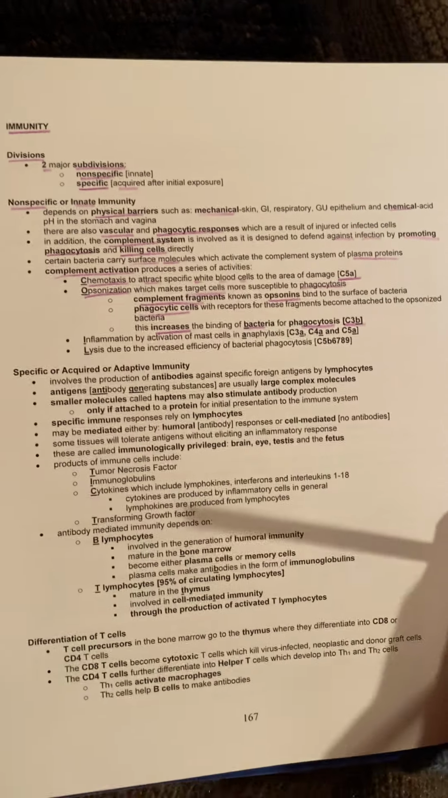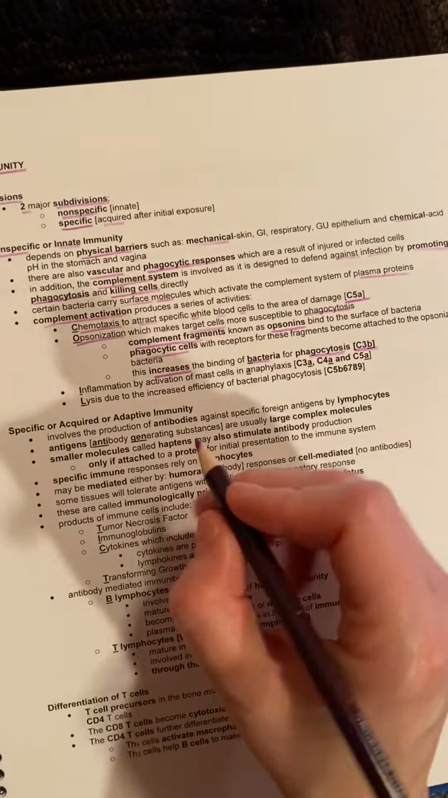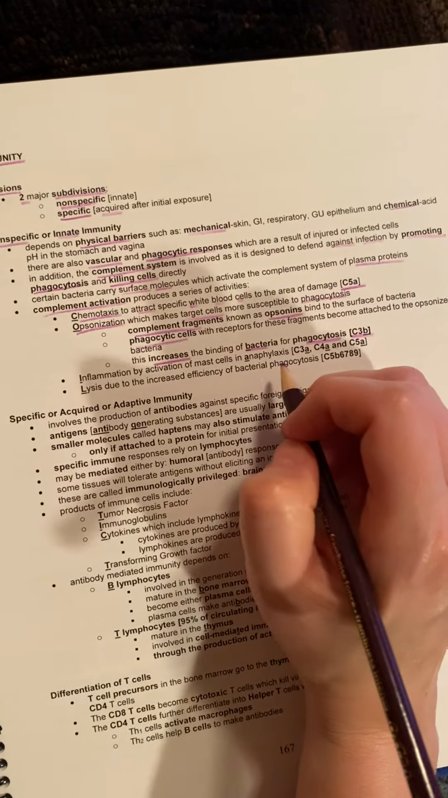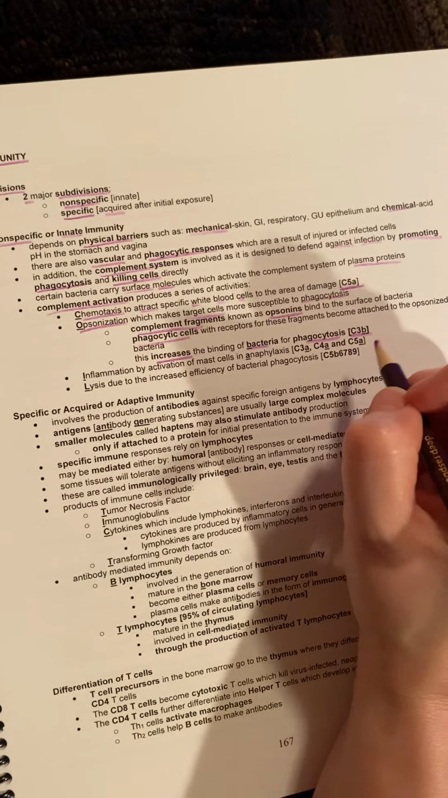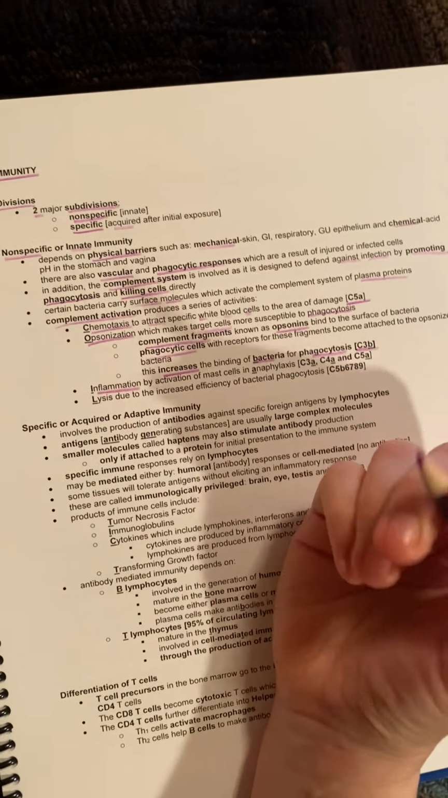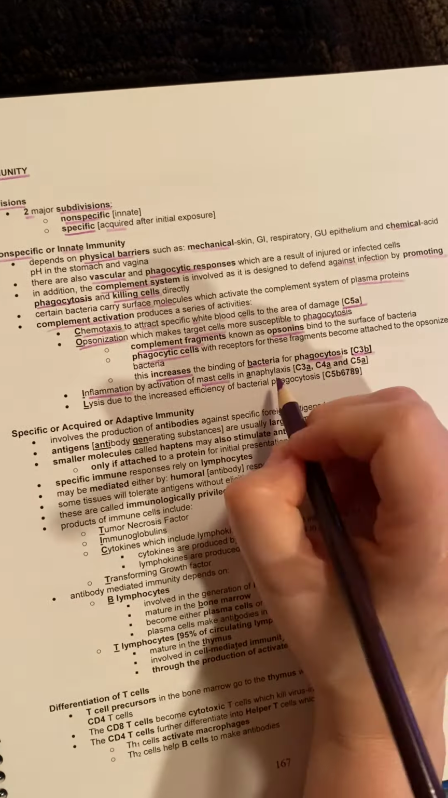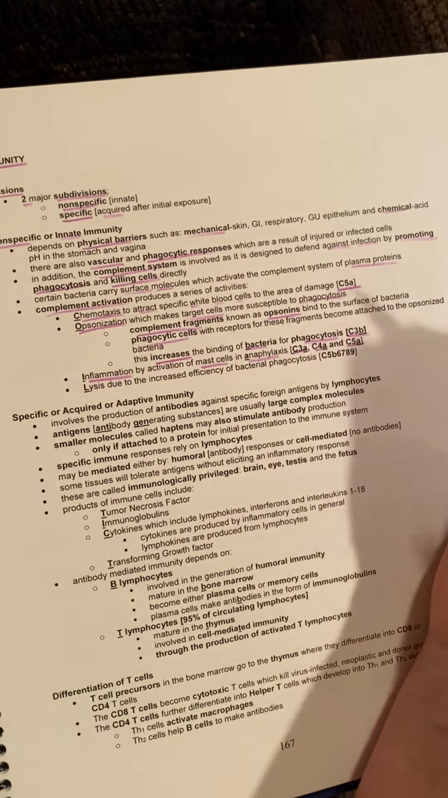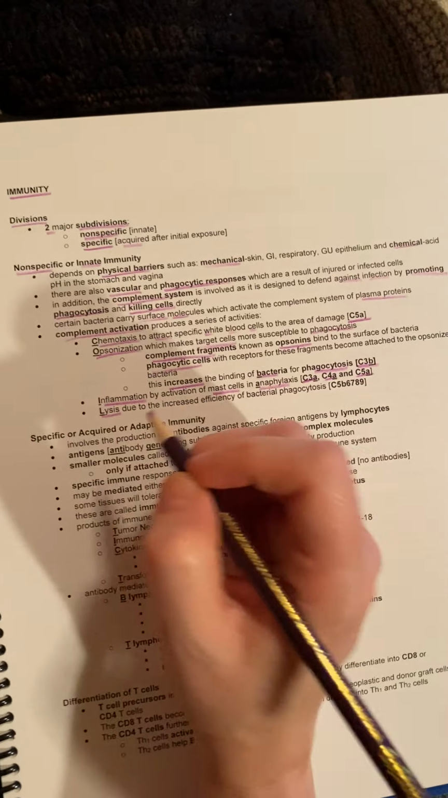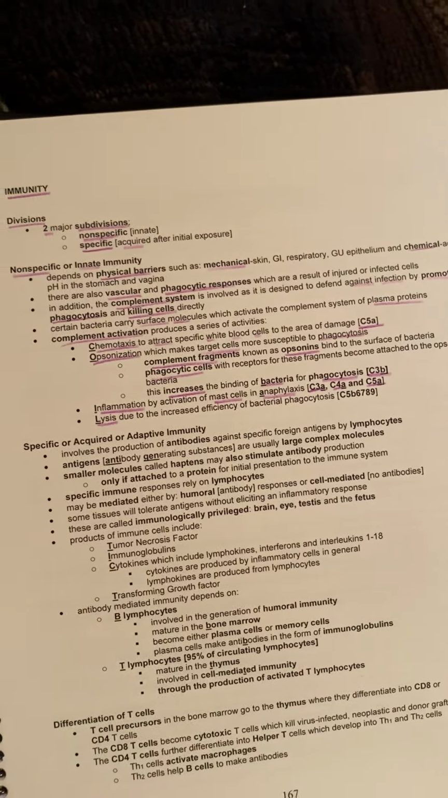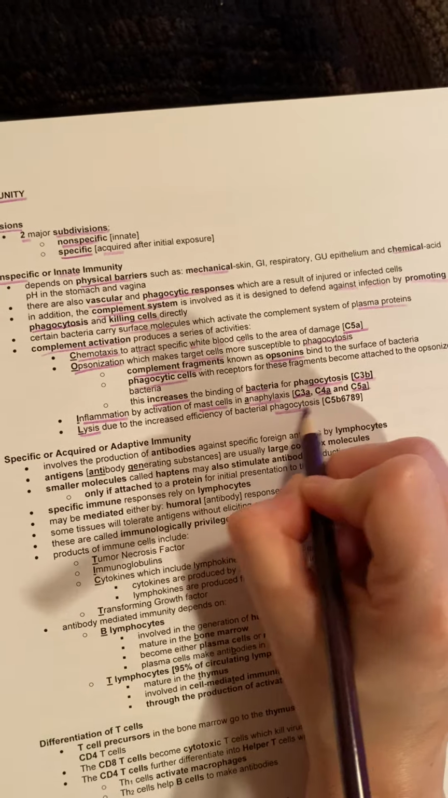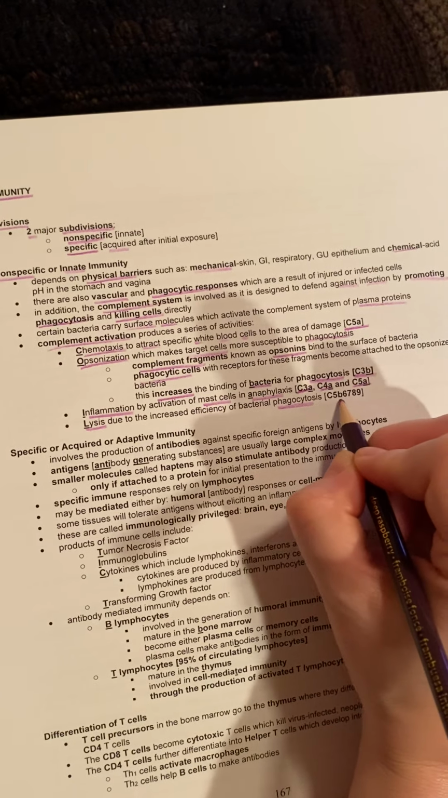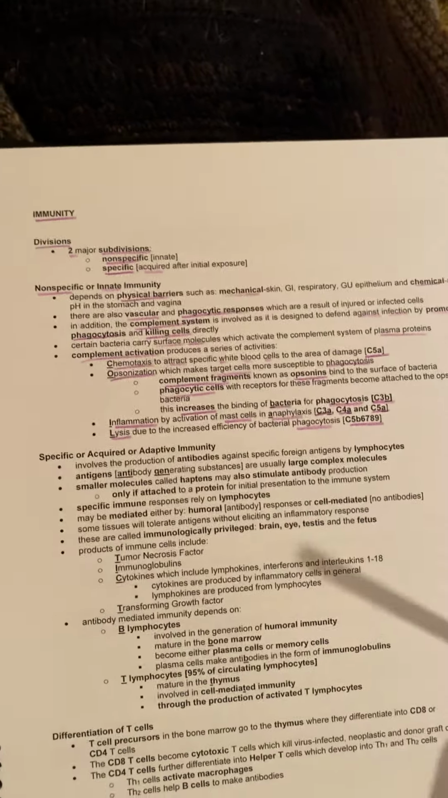C3b. Chemotaxis, C5a. Phagocytosis, C3b. Inflammation by the activation of mast cells in anaphylaxis, C3a, C4a, C5a. Lysis, due to the increased efficiency of bacterial phagocytosis, C5b, 6, 7, 8, 9. Alright.